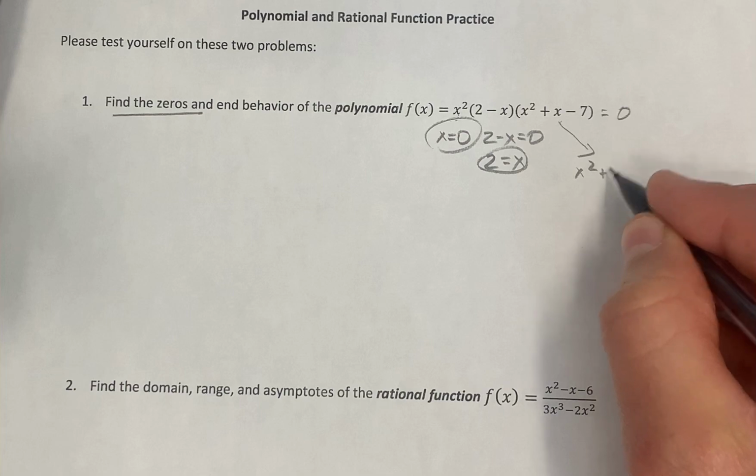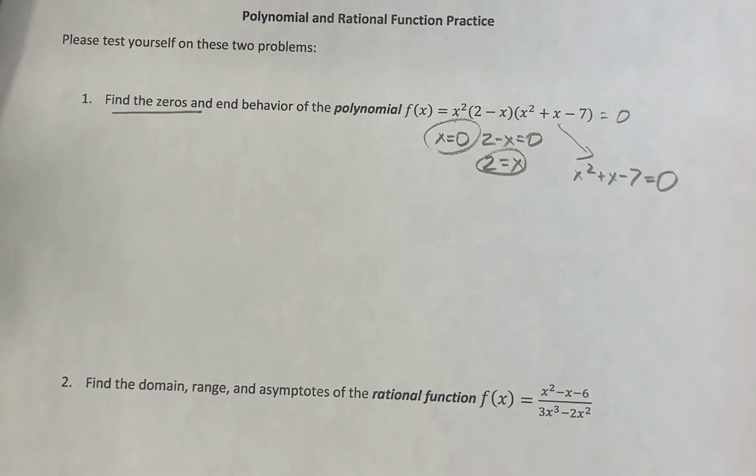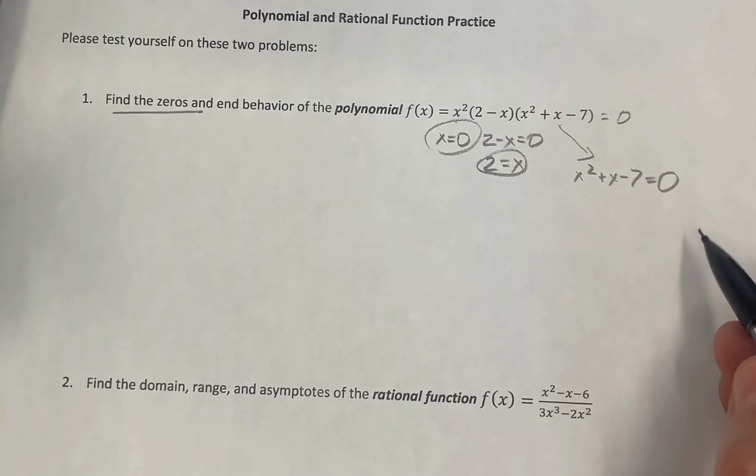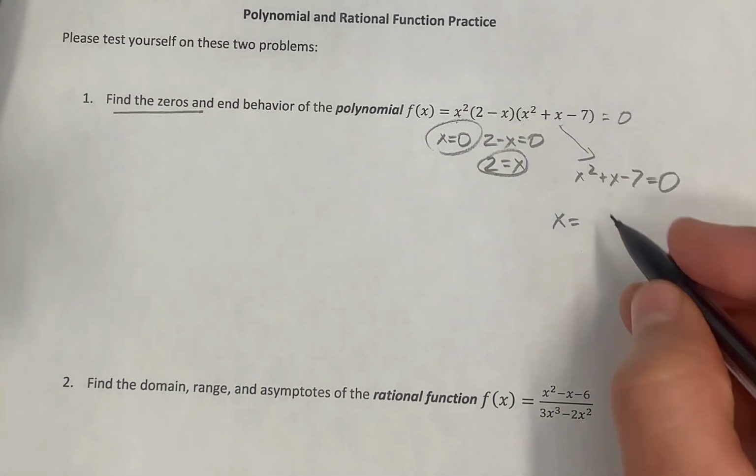Or where does x squared plus x minus 7 equal 0? Well, remember, you can use any quadratic approach. So if I could factor that, that would be great. This right here, I think I'm going to have to use the quadratic equation.